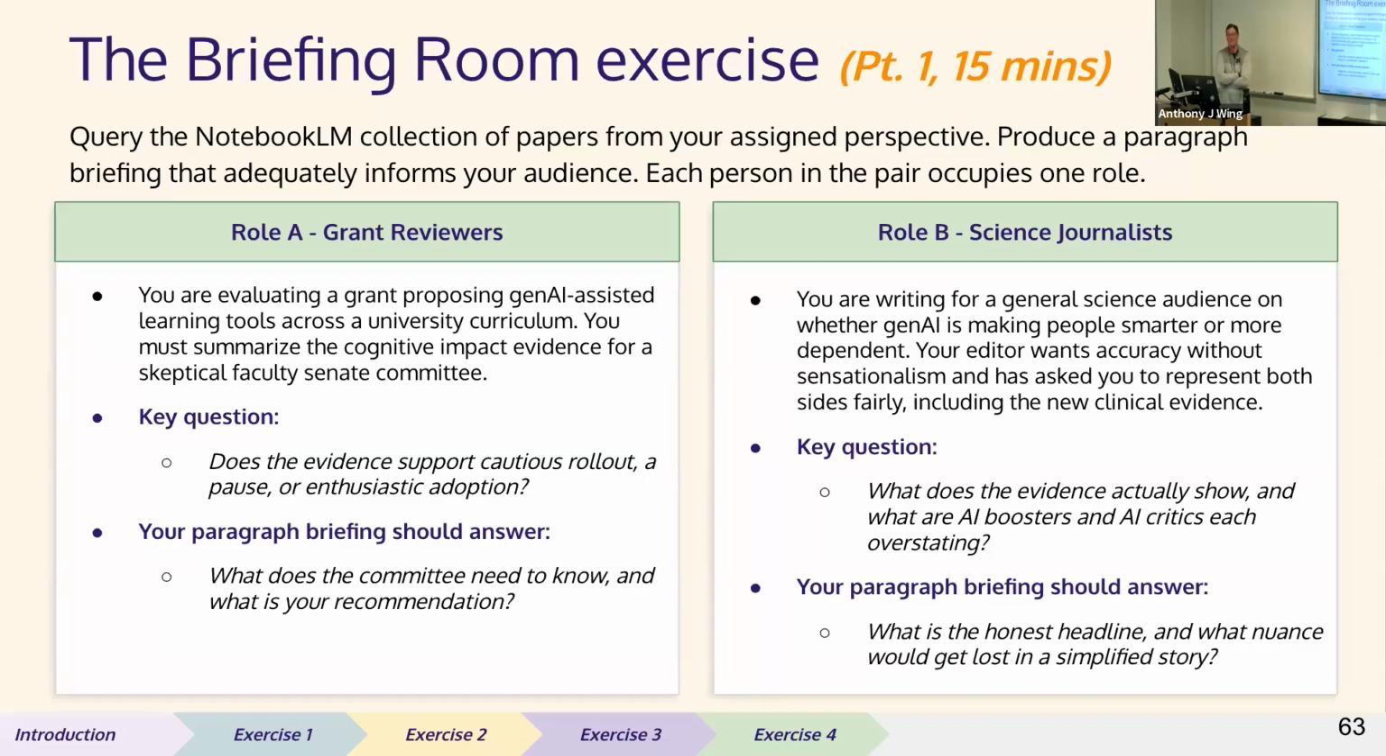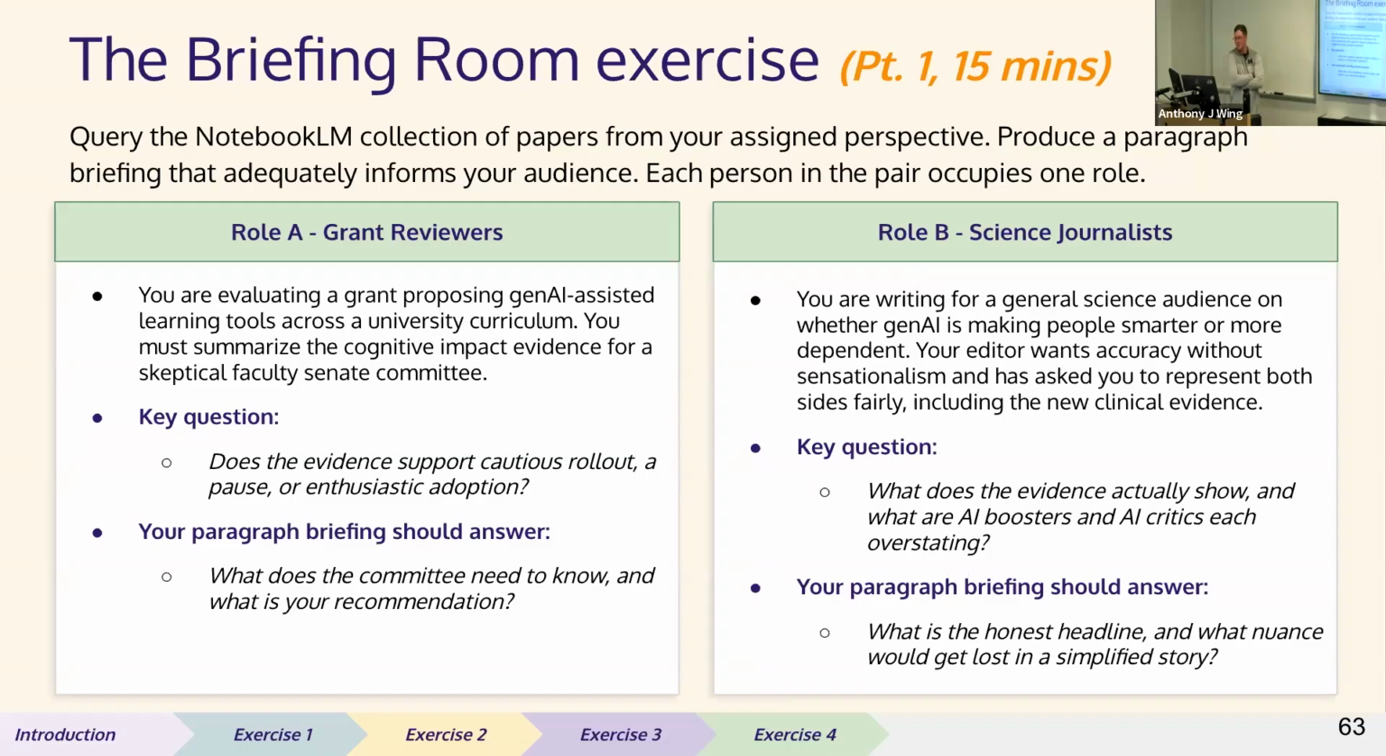And if you take the role of a science journalist, you're writing for a general science audience, right? You only have to pick one of these, okay? You'll tell them whether GenAI is making people smarter or more dependent, right? Really hot topic, a lot of questions surrounding this right now. Your editor wants accuracy without sensationalism and has asked you to represent both sides fairly, including the new clinical evidence. So your question, if you're a science journalist, is what does the evidence actually show? And what are AI boosters and AI critics each overstating, right? What promises are they making that they can't really back up?